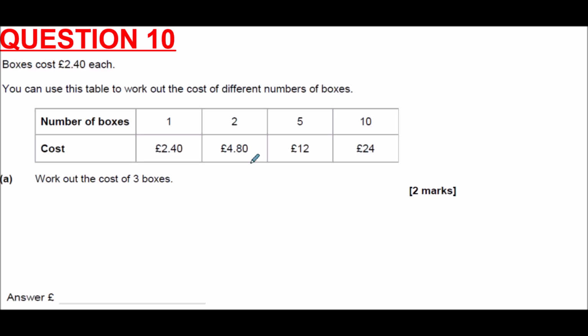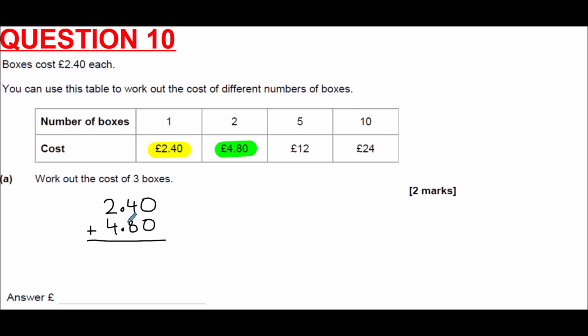Question 10, we've got boxes which cost £2.40 each, and we need to work out the cost of 3 boxes. And so 3 boxes we can think of as being 1 box added to 2 boxes. 1 box plus 2 boxes gives us 3. And so we have information here ready for us, we just need to add up these two values. And so £2.40 added to £4.80.